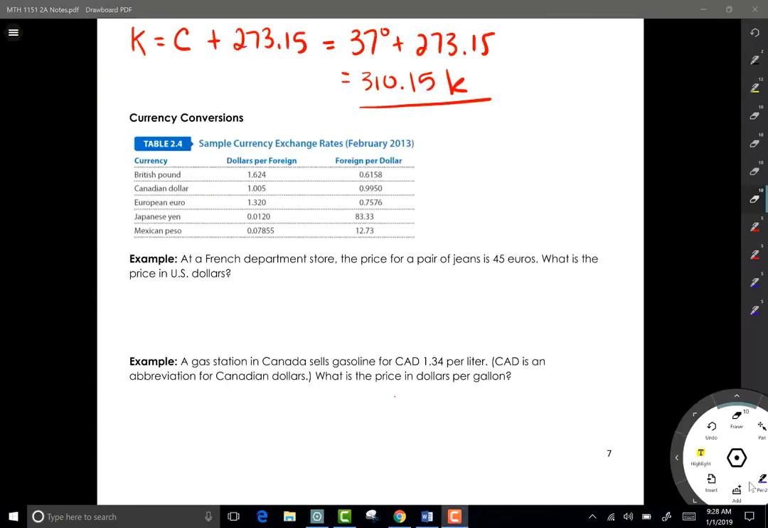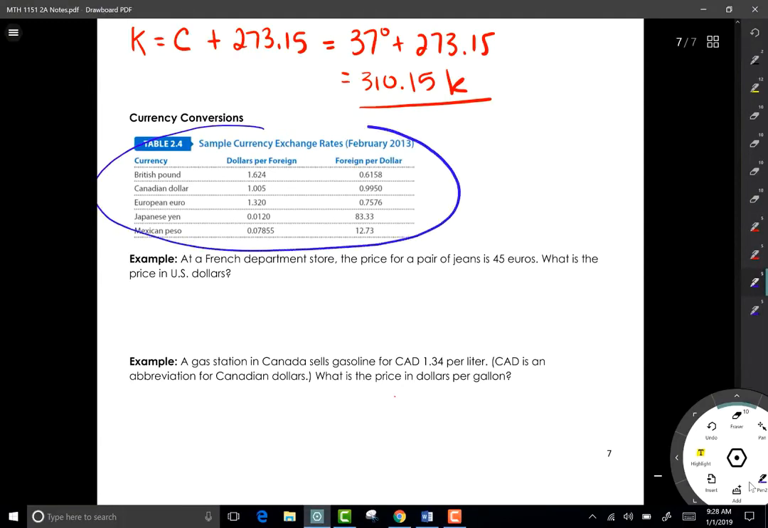And the last part of this lesson, we're going to talk about currency conversions. This is the table we're going to use. And we have two options. They give us two columns. We have dollars per foreign money and foreign per dollar.